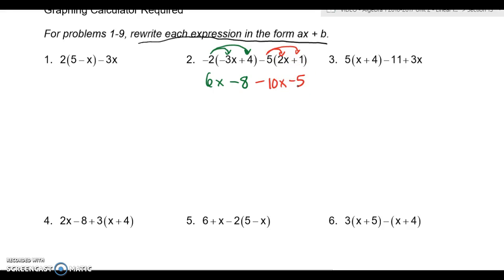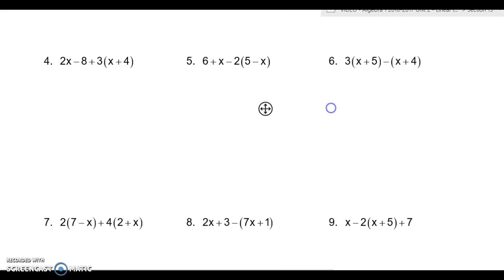Again, we want it in the form ax plus b. So again, my x term has to be first. 6 and negative 10 will give me a negative 4x. And negative 8 minus 5 will give me negative 13. Again, it's in the form ax plus b because our x term is before our other term there.